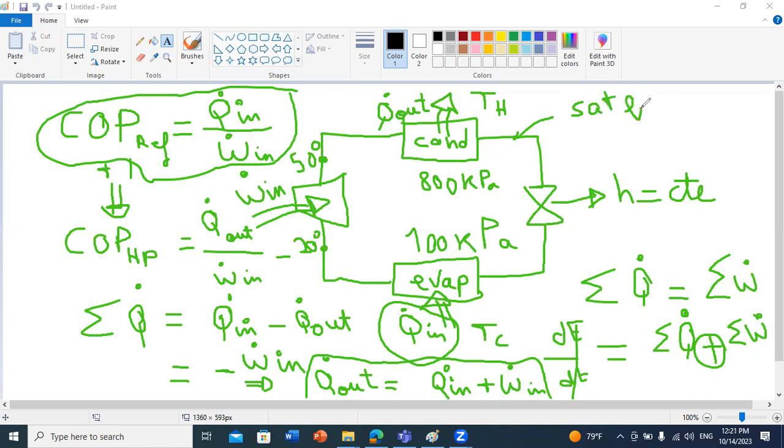So this will be enough for you to draw the TS diagram. Now we just have to draw the TS diagram, put what we know, and deduce all our other unknowns. So let us draw together the cycle.